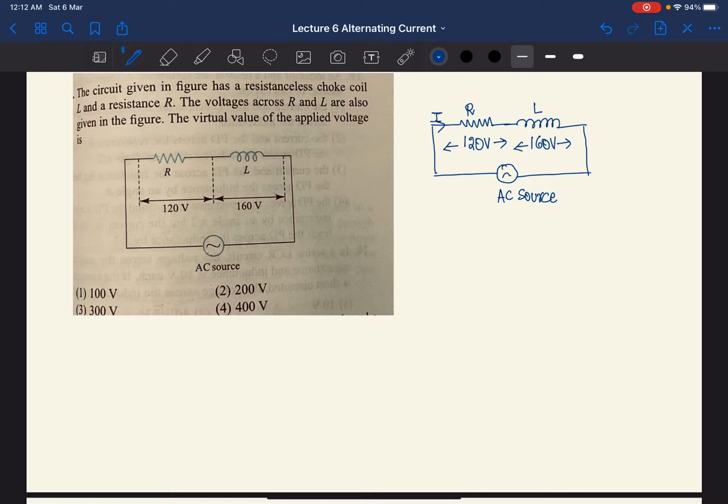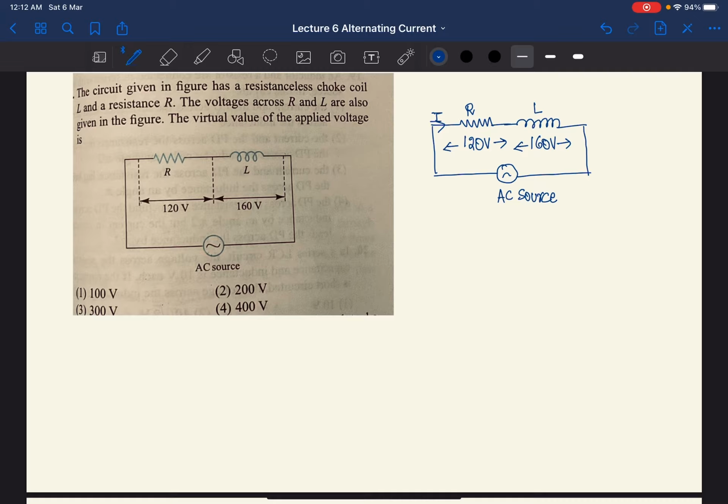We have a problem here where a resistor and an inductor are connected in series. The voltage across the resistor is given as 120 volts and the voltage across the inductor is given as 160 volts. We have to calculate the applied voltage. What is the net voltage across the source? That is what we have to calculate.